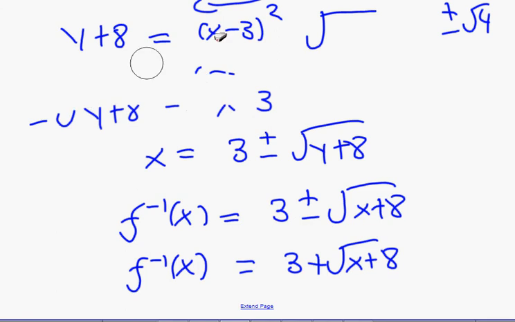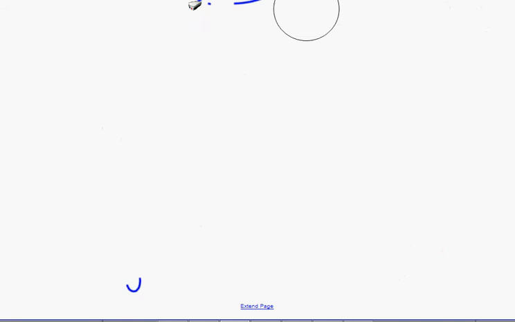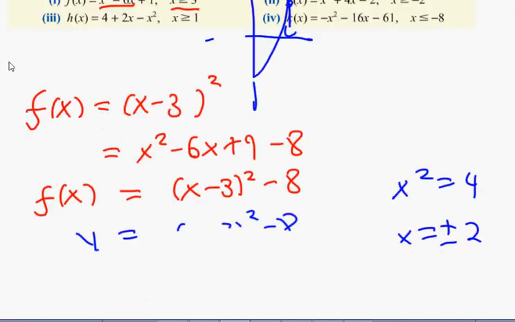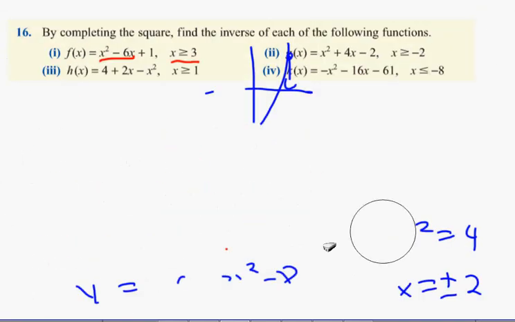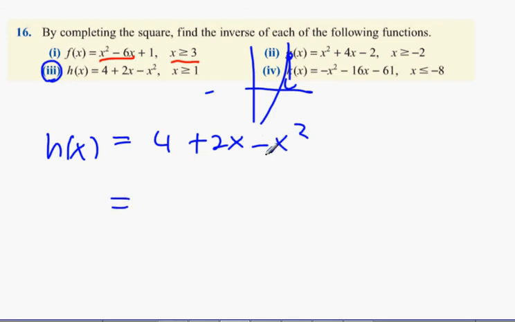Okay, let's try another one. Same steps as last time. So what we're doing here is number 16 part 3. Excuse me, 16 part 3 is with that one earlier. h of x equals 4 plus 2x minus x squared. The problem with this one is the minus x squared. What you do when you get a minus x squared is you put a minus on the outside, or a minus 1, and you say it's going to be x squared minus 2x.